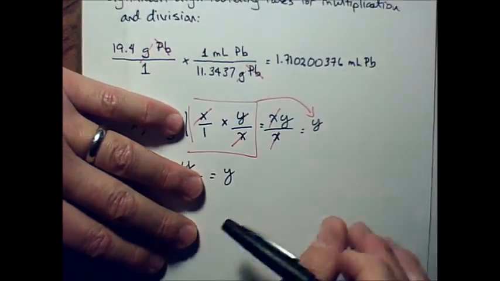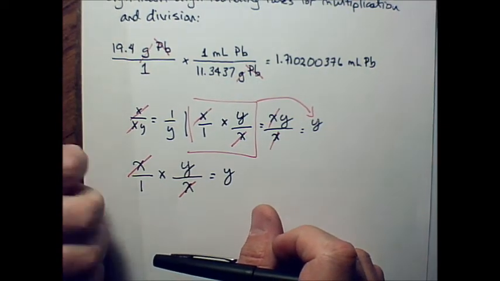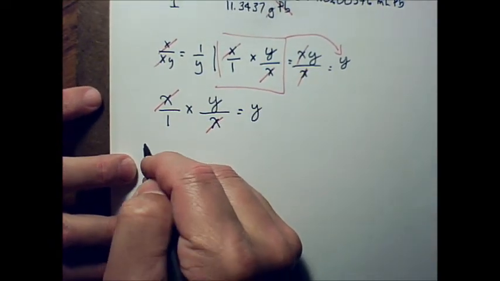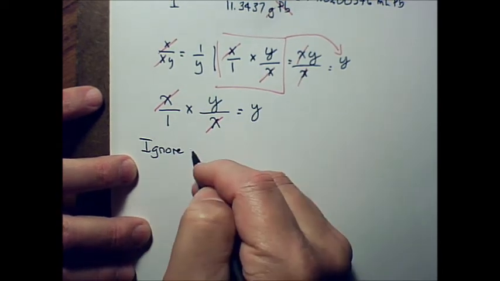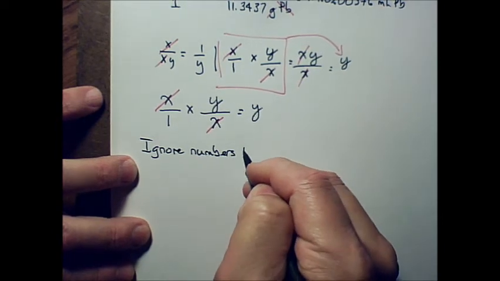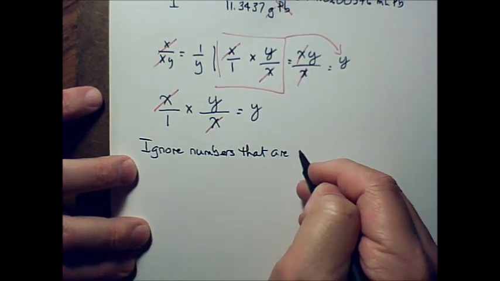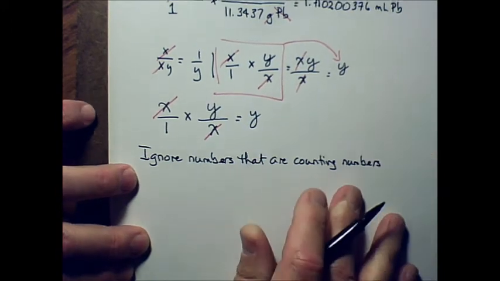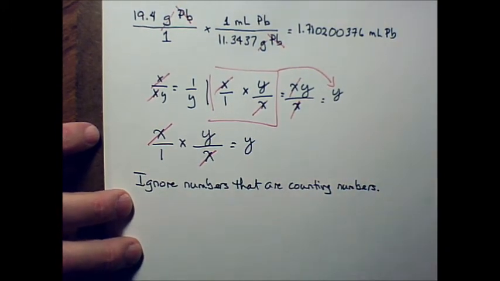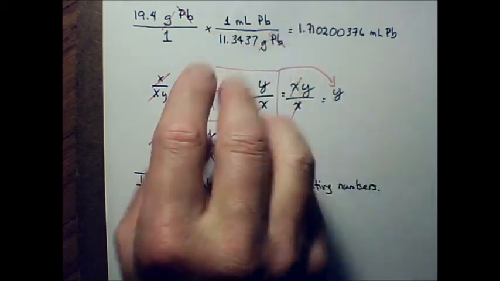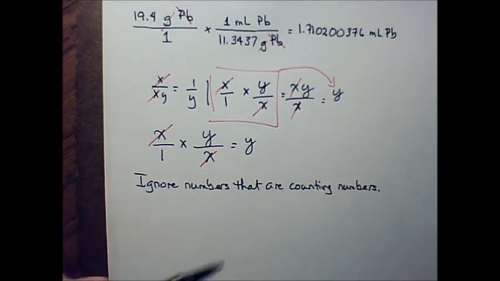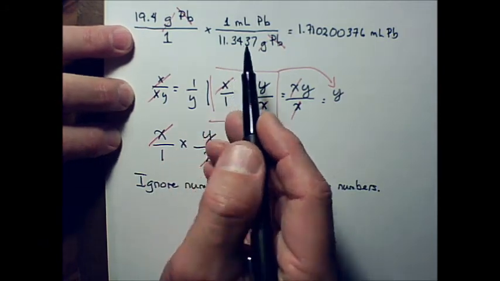So here's the rule in multiplication and division. Let's ignore numbers that are counting numbers, like the 1. A counting number is 1, 2. Well, 0 is a counting number too, but let's not sweat that too much because we won't have that often. But these are measured numbers here. They had to be measured because that's where we got the decimals from.